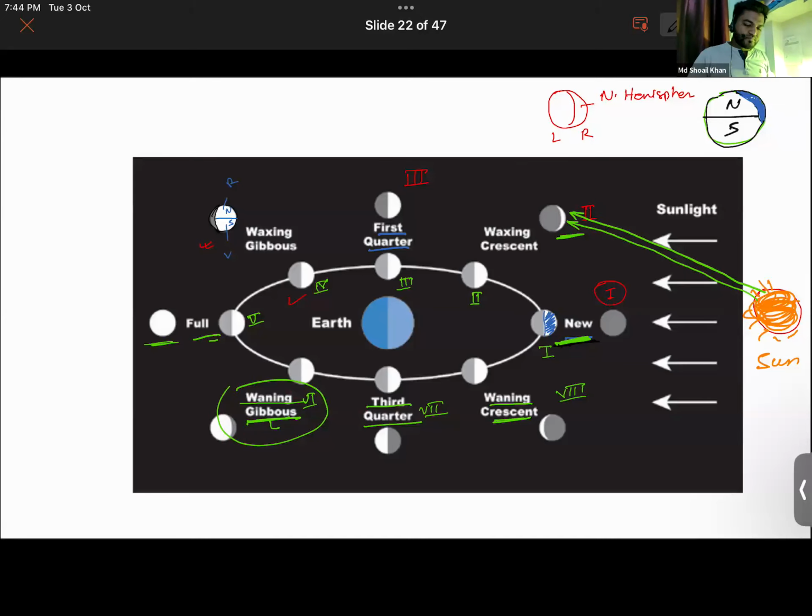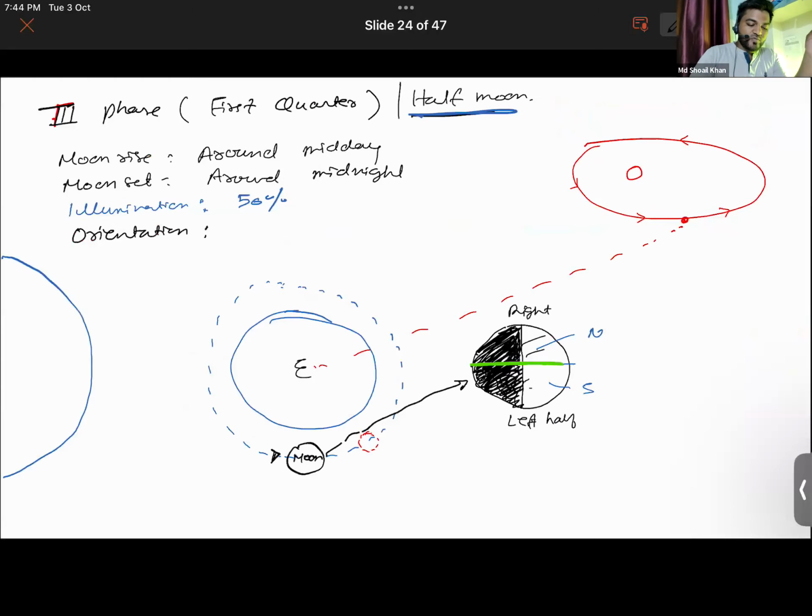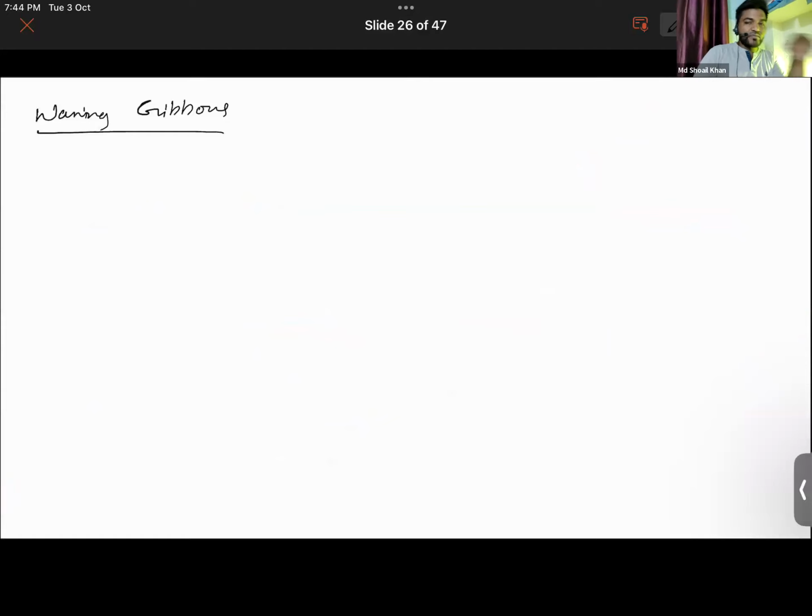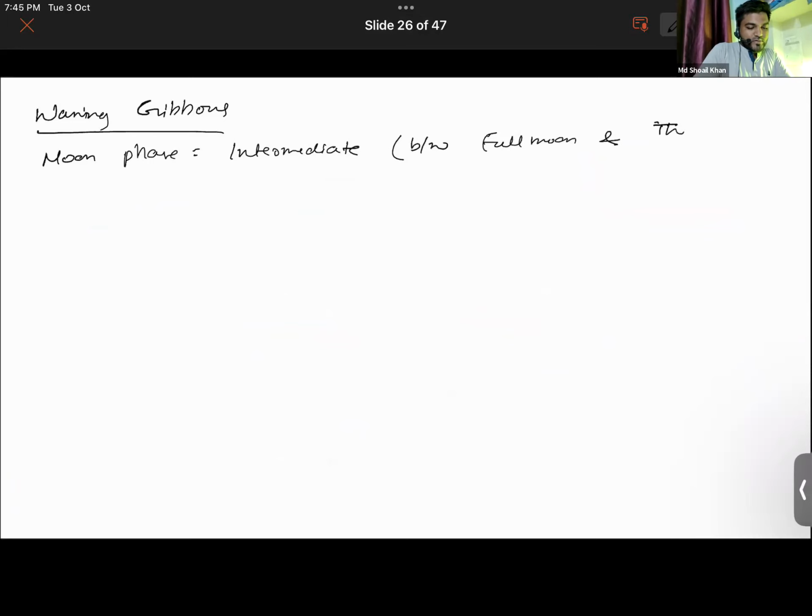Now, talking about moonrise. When do we observe moonrise in the case of waning gibbous? First, let's write down some important points. Which phase of the moon is this? Intermediate, between full moon and third quarter.